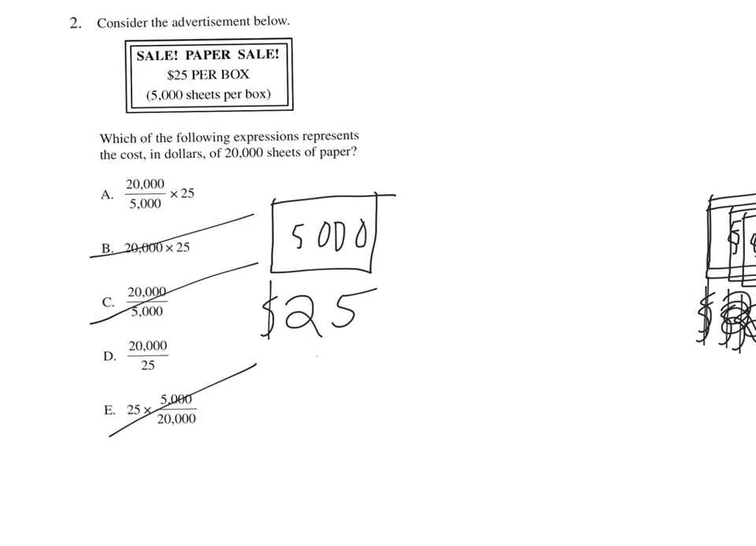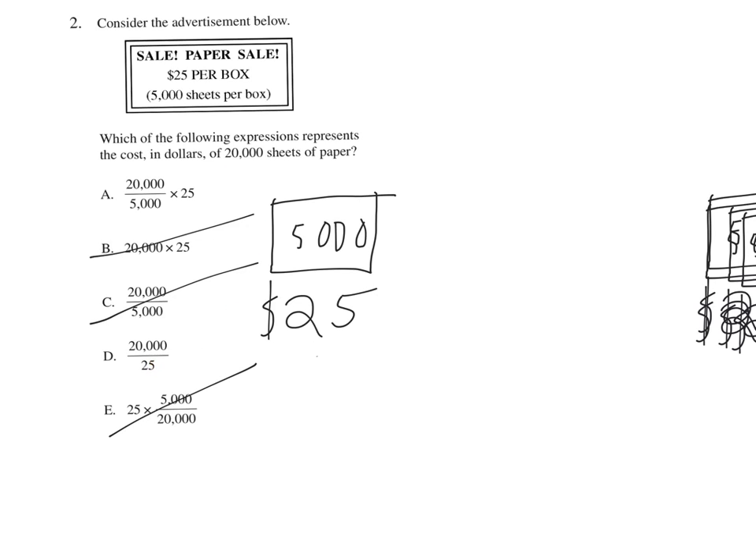But there's another thing I want to point out. When you have a word problem, and there's only one question involving that word problem, not several, each of which might use a different part of the information, but it's one problem, one question, the odds are very, very strong that you're going to need to use every number that's mentioned in the information and in the problem itself. So if you notice, D has 20,000, which is mentioned in the problem. It has a 25, which is mentioned in the information above the problem. It does not utilize the number 5,000 anywhere.